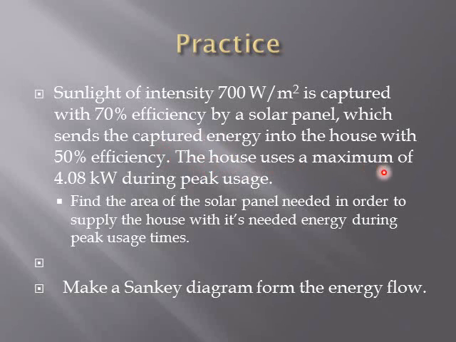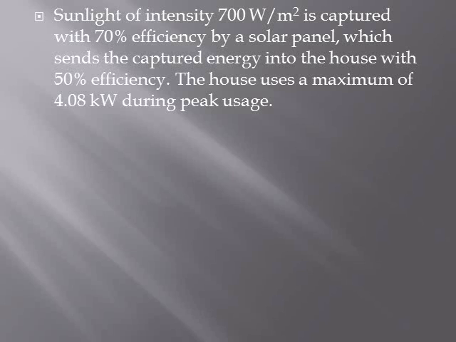So if the house uses a maximum of, let's say, 4,080 watts or 4.08 kilowatts during its peak usage, what should the area of solar panels be in order to provide the house with all of its energy needs during its peak time? We want to draw a Sankey diagram to help with this, and then we'll actually try and solve this problem. So here's the problem again.